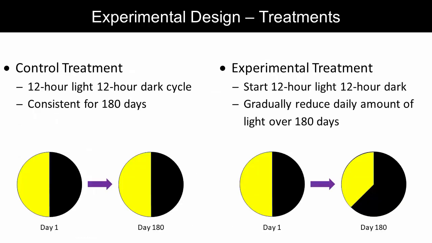Here's one way to set it up. In our control treatment, we'll use light fixtures to expose a group of trees to 12 hours of light, followed by 12 hours of darkness, consistently for 180 days.